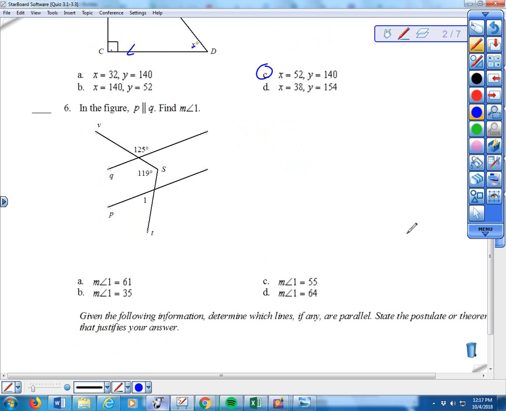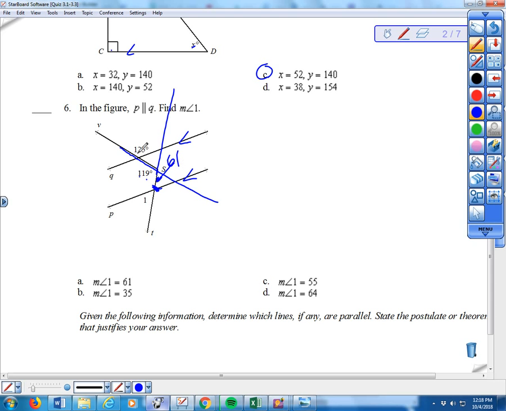In the figure, PQ are parallel, these two. Find the measure of angle 1. What I might do is go ahead and just continue on with my transversal, because now I can see, if I could find this angle, I know angle 1 is equal to this angle. And what do I know about this angle? Well, it's a linear pair with this one, so this angle is equal to what? 119.61.